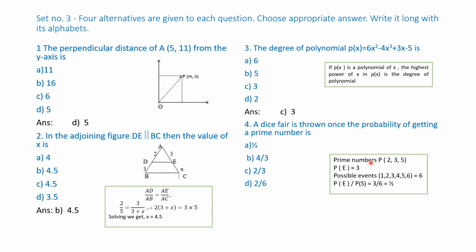But the prime numbers among these are 2, 3 and 5. From our knowledge of the number system, we know there are only 3 prime numbers here: 2, 3 and 5. Therefore, the probability of getting a prime number is 3 out of 6 possibilities, which is equal to half. Our answer will be half.